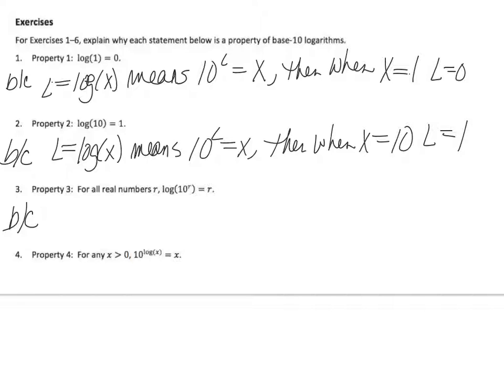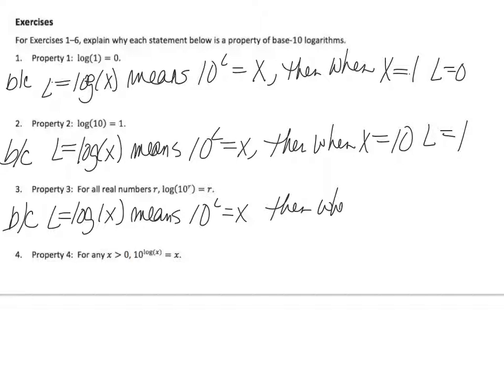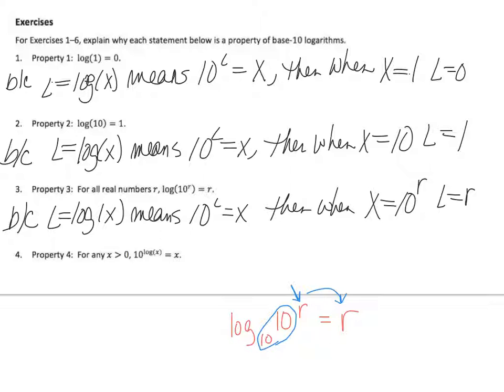This is one that I've always used a lot because L equals log x means 10 to the L equals x, then when x equals 10 to the r, L equals r. Okay, I'm going to write down here really quick. Log base 10 of 10 to the r equals r. When these are the same, this is your answer. Okay, and it works every time. It's pretty cool. How about property 4?